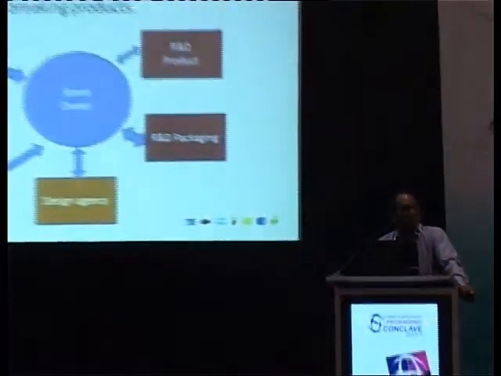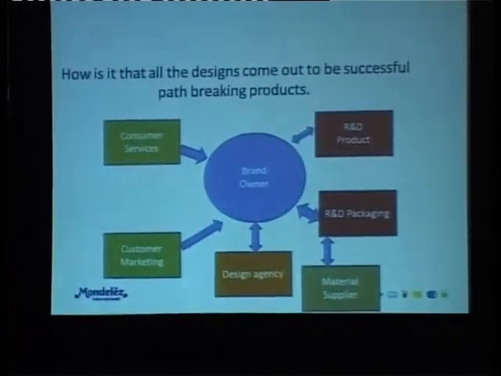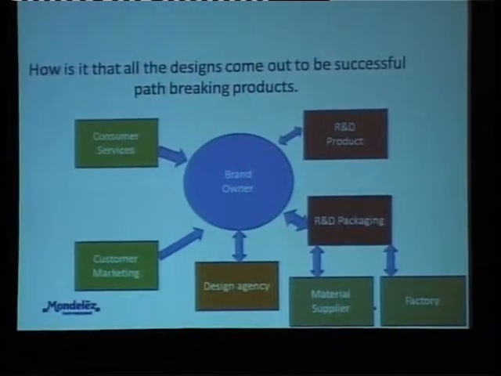I'm just sharing the flow in which we work. You have a brand owner. He gets the input from consumer services, which is all the research work that is done. Then there is customer marketing. Customer marketing is the sales person who will give inputs to the brand owner on what the requirements are and how they have to be translated. The brand owner will in turn work with the design agency, giving a brief and their expectations on what is to be done. Then R&D and a product person will come in, and R&D packaging will come. R&D packaging will typically work with the material suppliers and factory to get the final output done.